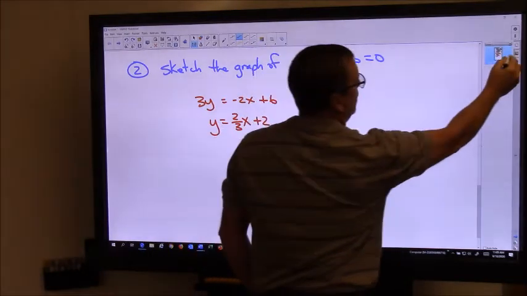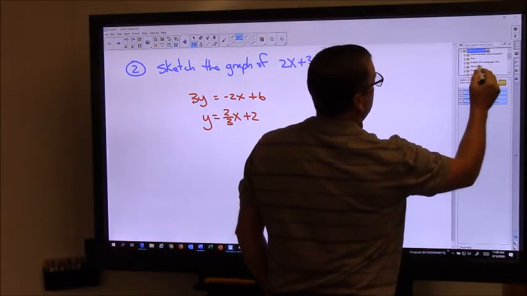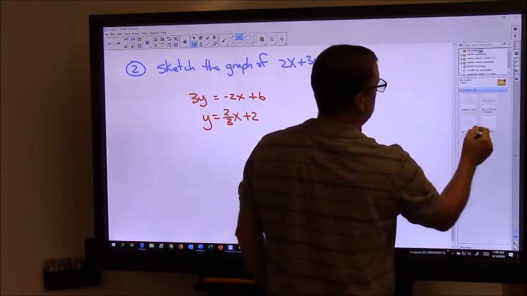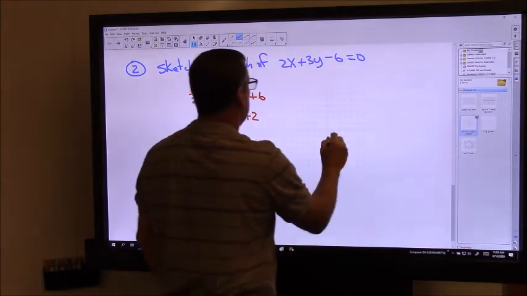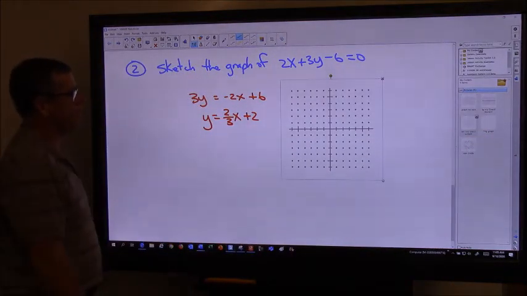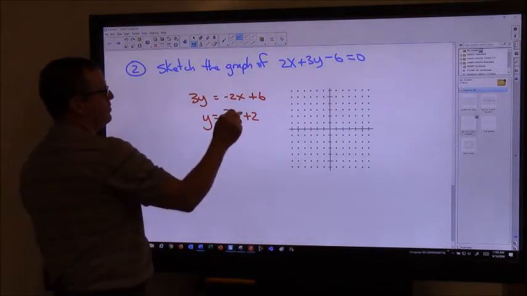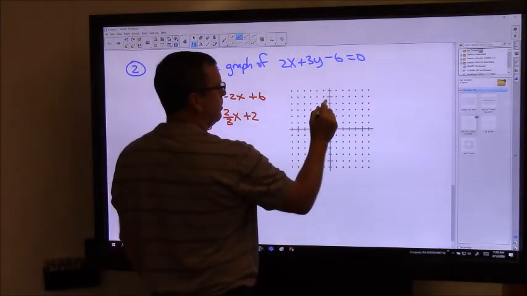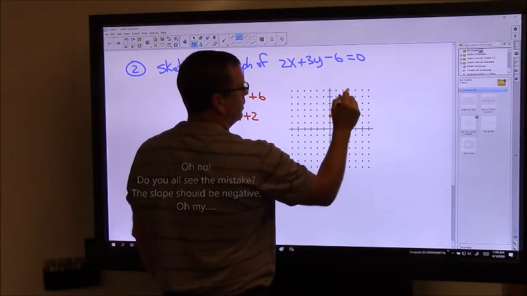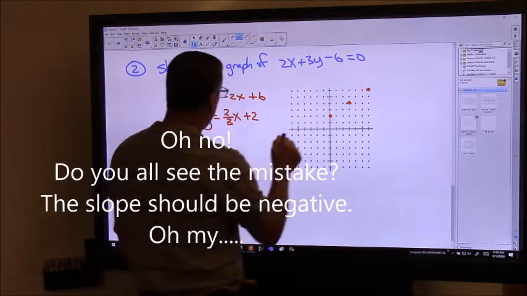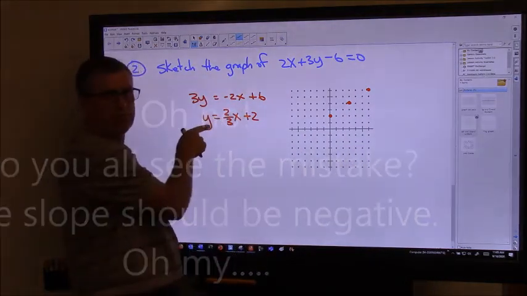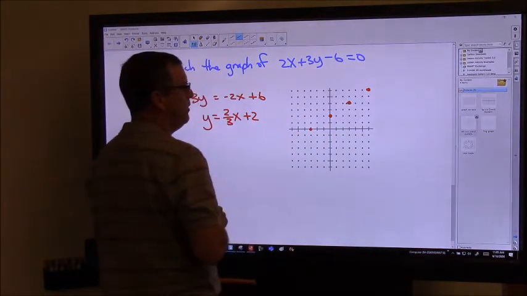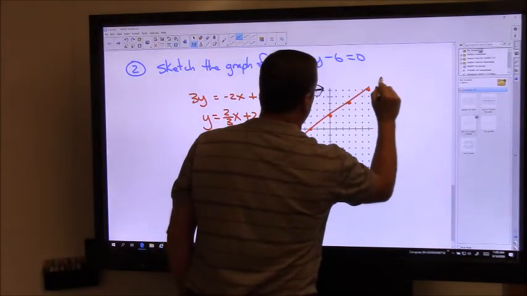And now I just need to draw a sketch of what that graph looks like. So I've got a y-intercept of 2, a slope of 2/3, which means I'm going to go up 2 and over 3. Do that again, up 2 and over 3. I could also say that a -2 over a -3 is the same thing. So I could go down 2 and back 3, and now I could draw my line through those points.